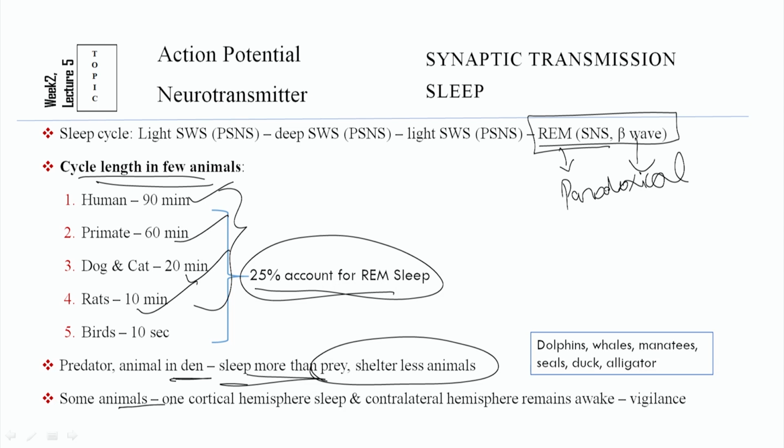Then there are some animals where one cortical hemisphere is active and the other cortical hemisphere is inactive. This is because nature has provided it as a mechanism of vigilance. So which animals can you see this in? Dolphins, whales, manatees, seals, ducks, alligators. These are the animals that sleep with one hemisphere active and the other hemisphere inactive. That means one eye is open and the other eye is closed.